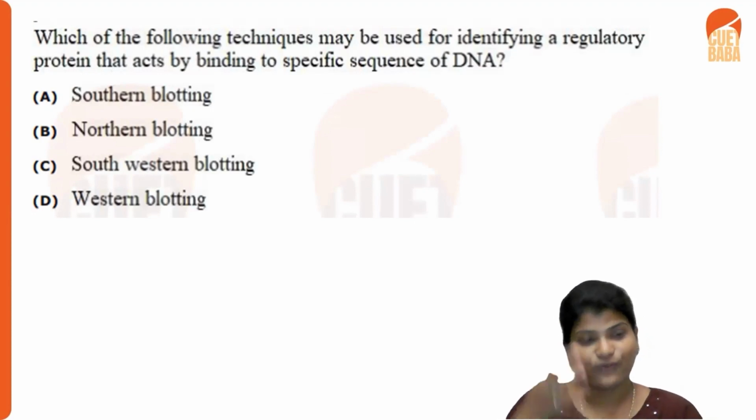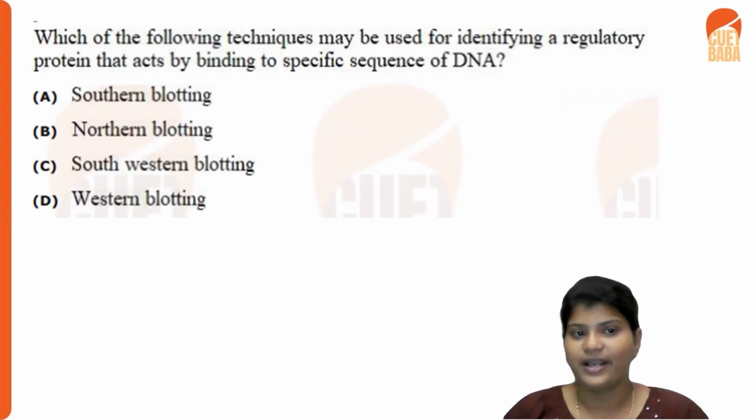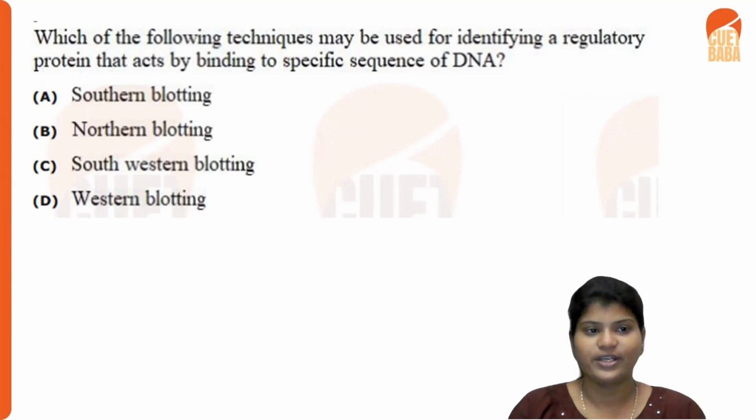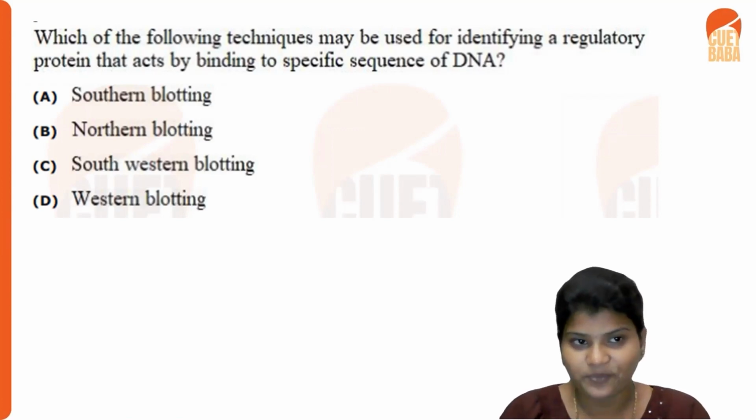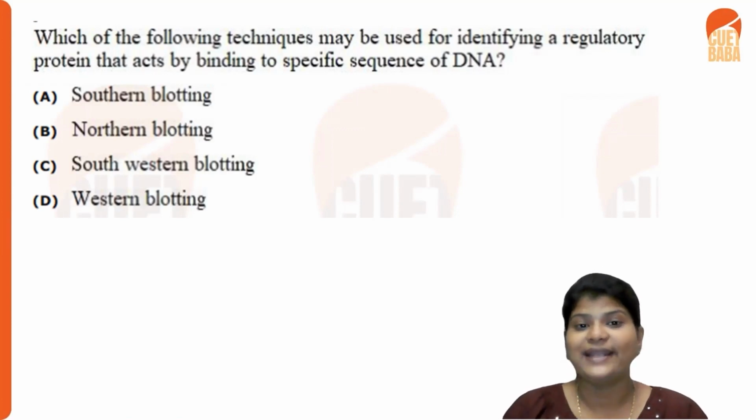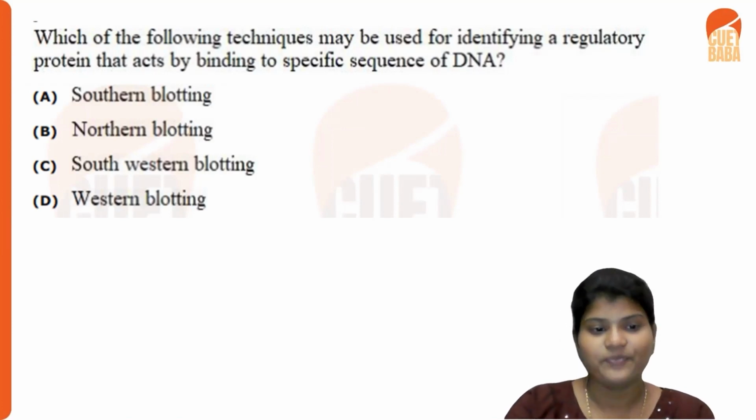So southern blotting is for what? It's for DNA identification. We are going to identify a specific sequence of DNA. And northern blotting is for identifying RNA. And western blotting, option D, is completely for the protein molecule. So the remaining option is what? Option C, southwestern blotting. So we are going to identify the regulatory protein that is acting as a binding for the specific DNA sequence. Okay, southwestern blotting is the correct answer.